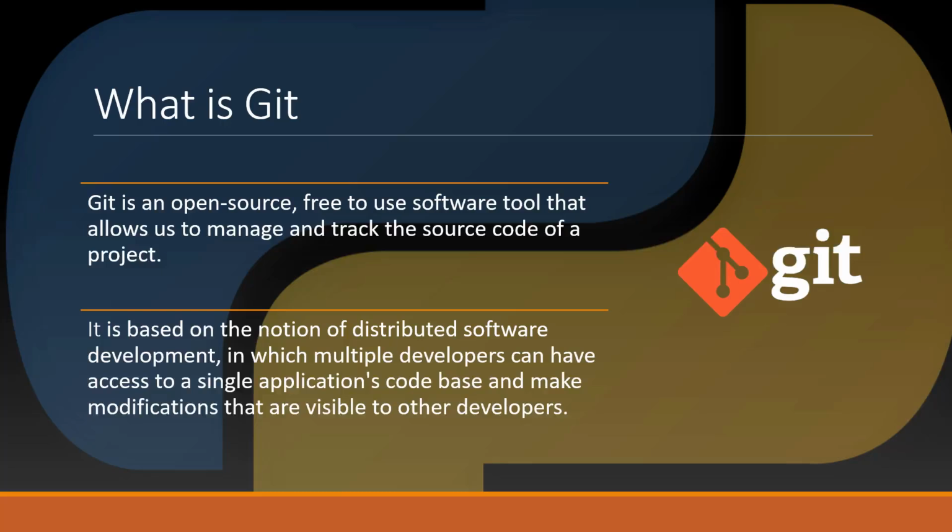Git was created and developed in 2005 by Linus Torvalds for the development of the Linux kernel. Now Git is free to use and it is available for all the operating systems. Next, let's discuss GitHub.